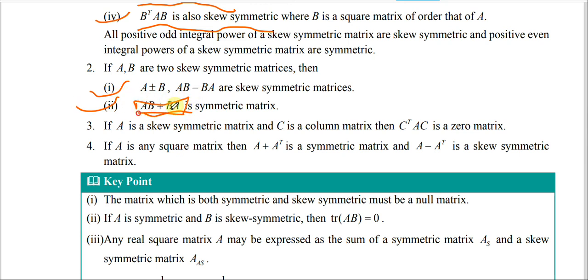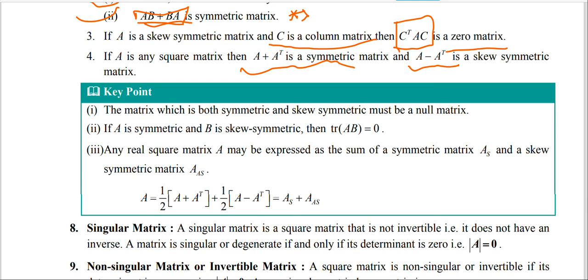So, if A is a skew symmetric matrix and C is a column matrix, meaning only column elements are there, then the result is a zero matrix, a null matrix. Okay, and this also we know that this is symmetric and this is a skew symmetric matrix. Okay, if it says that a matrix is both symmetric and skew symmetric, it is only possible for a null matrix. If A is symmetric and B is skew symmetric, then the transpose of its product will be 0.